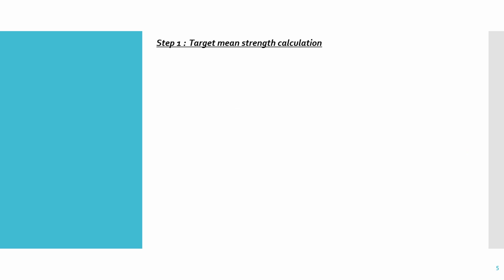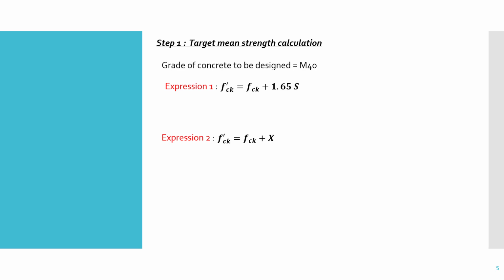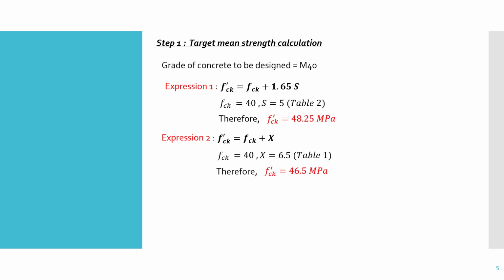Step 1 was to calculate the target mean strength of concrete. There were two expressions specified by Indian standards. If we calculate the values for these two expressions, we get the maximum value to be 48.25 MPa, which is to be considered as the target mean strength of concrete.